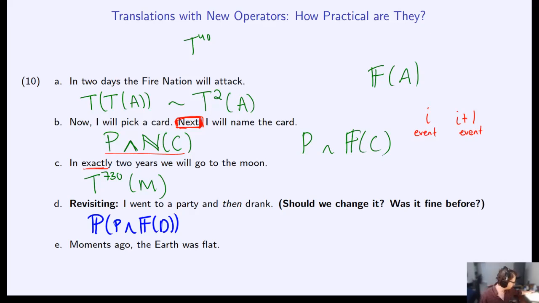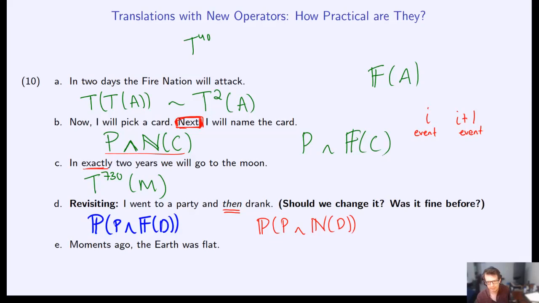Now, with our new one, if we think about "then" as being like the next event or the next point in time, we could change this from an F to a next. In the past, I went to a party, and then after going to the party, the next event in time was drinking. Okay, so maybe that's how we could change it, but which is the better translation?